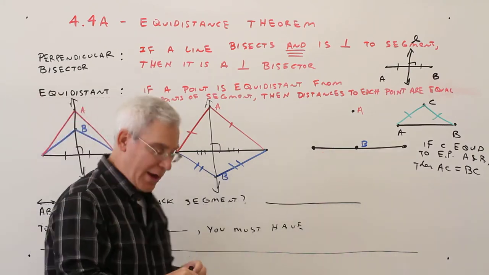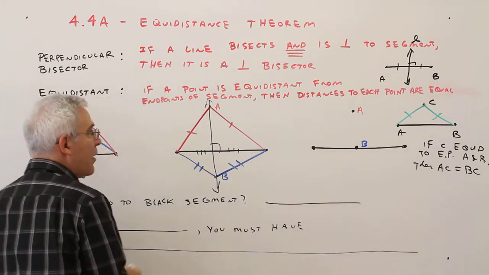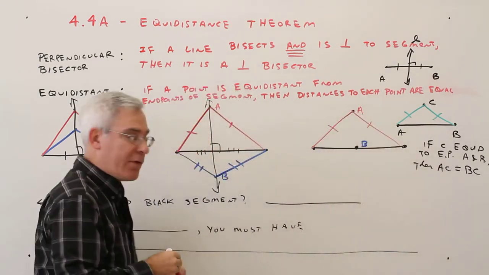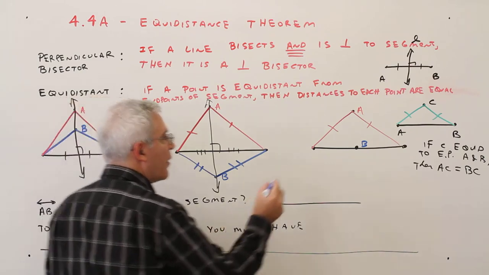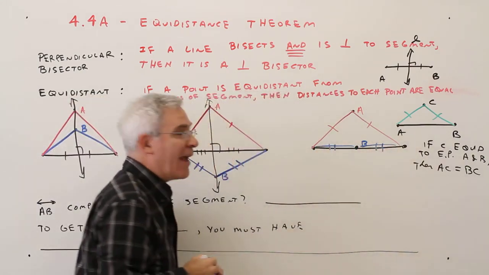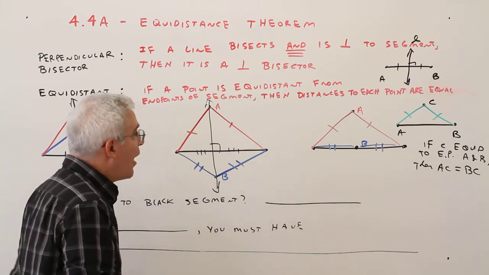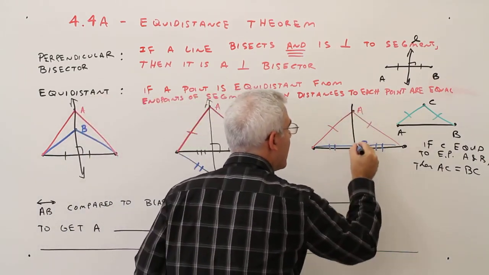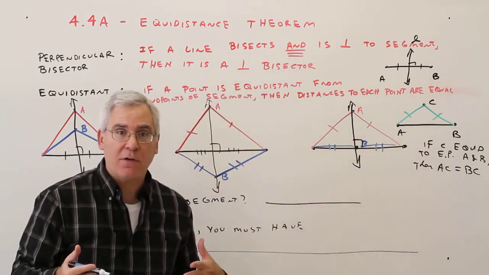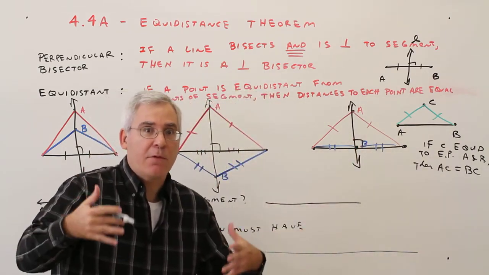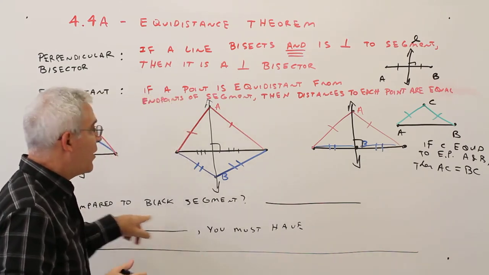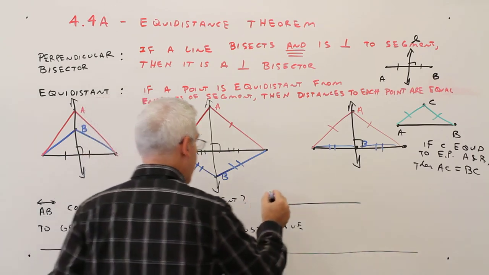We could even have a point on the segment. A is equidistant to the endpoints. B is equidistant to the endpoints. I'll connect points A and B, and I will obtain the perpendicular bisector. So the big concept here is, how does AB compare to the black segment? It's the perpendicular bisector.